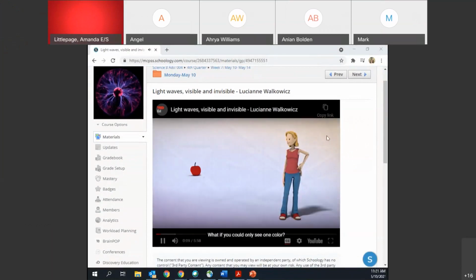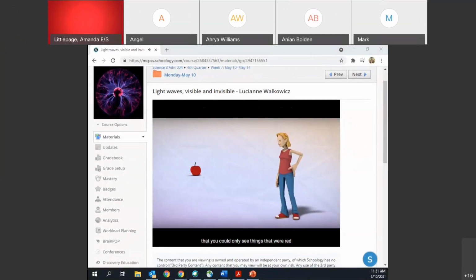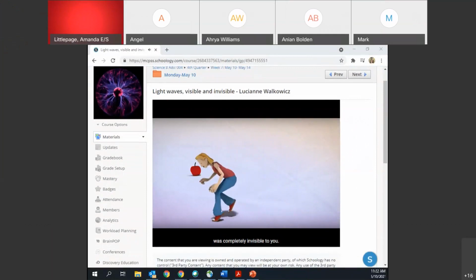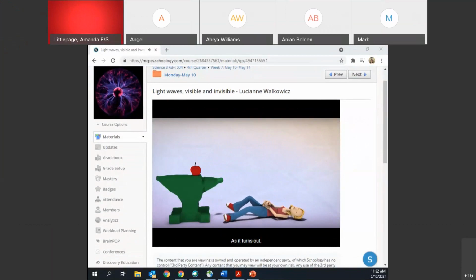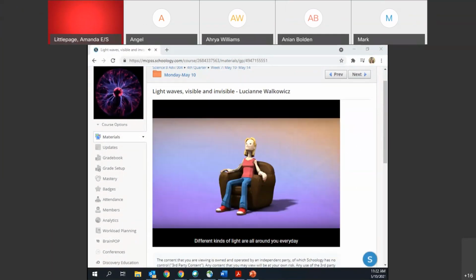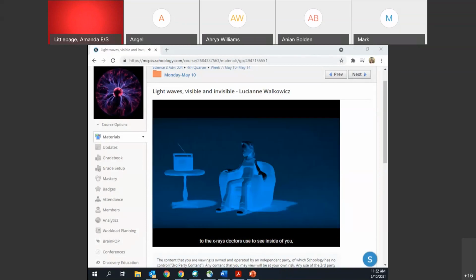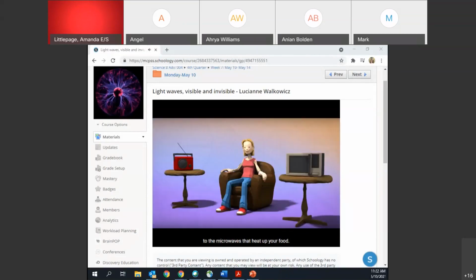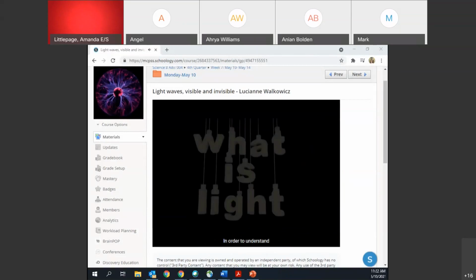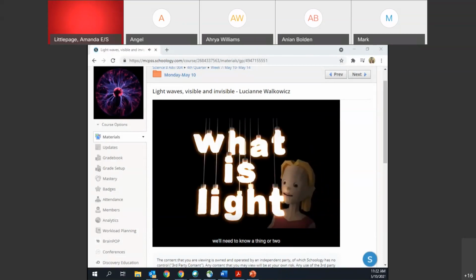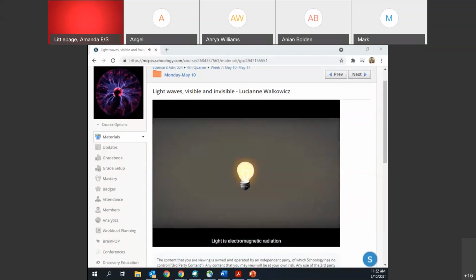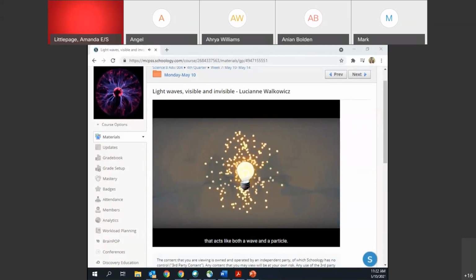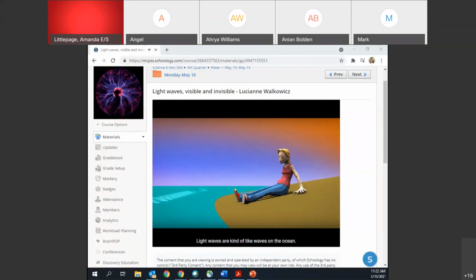What if you could only see one color? Imagine, for instance, that you could only see things that were red, and that everything else was completely invisible to you. As it turns out, that's how you live your life all the time, because your eyes can only see a minuscule part of the full spectrum of light. Different kinds of light are all around you every day, but are invisible to the human eye. From the radio waves that carry your favorite songs, to the X-rays doctors use to see inside of you, to the microwaves that heat up your food. In order to understand how these can all be light, we'll need to know a thing or two about what light is. Light is electromagnetic radiation that acts like both a wave and a particle. Light waves are kind of like waves on the ocean.